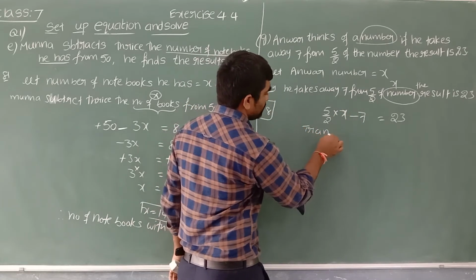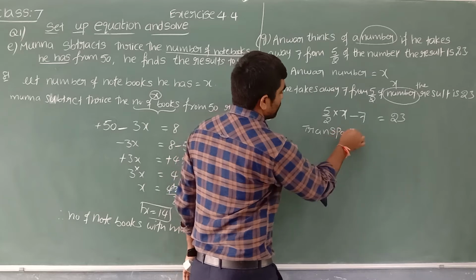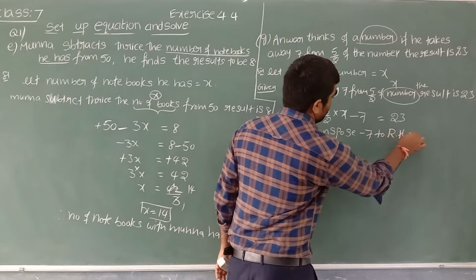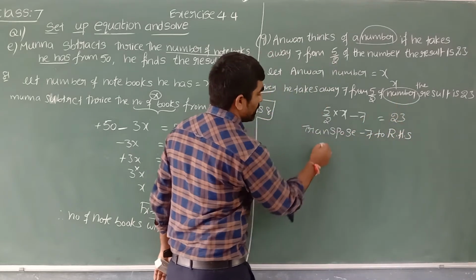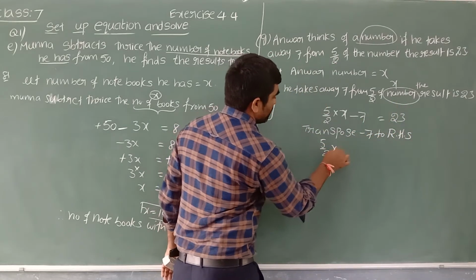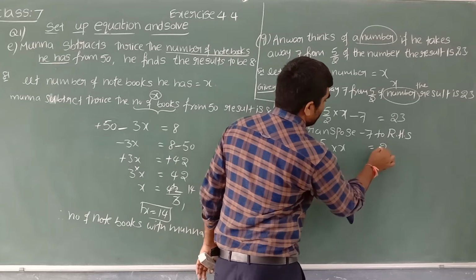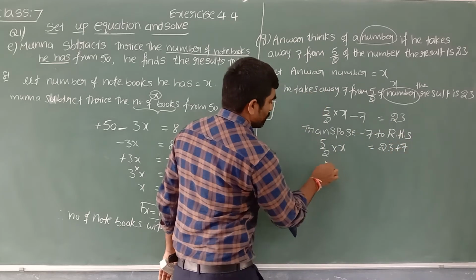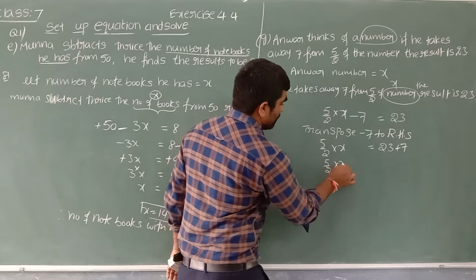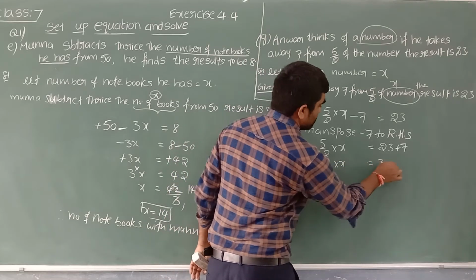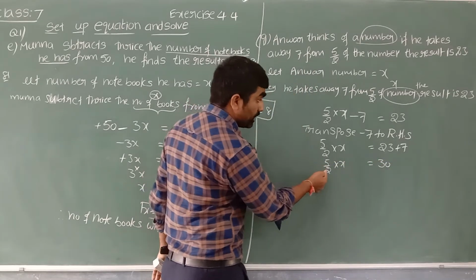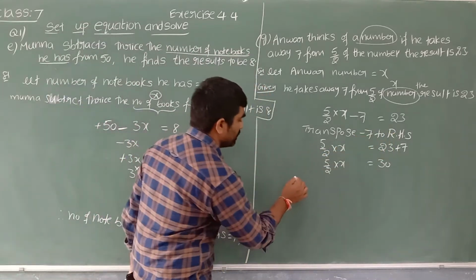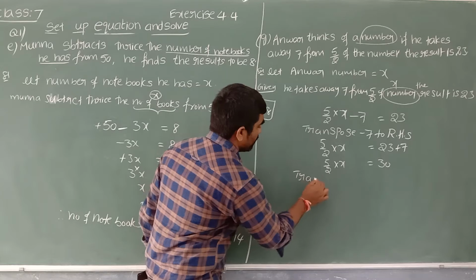Let me write here now. Transpose minus 7 to the RHS, right hand side. When we transpose minus 7 to the RHS, it becomes plus 7. 5 by 2 into x is equal to 23 plus 7, which is 30. Now this by 2 we can transpose to that side. It becomes multiplication.